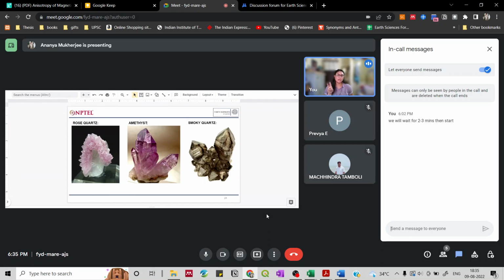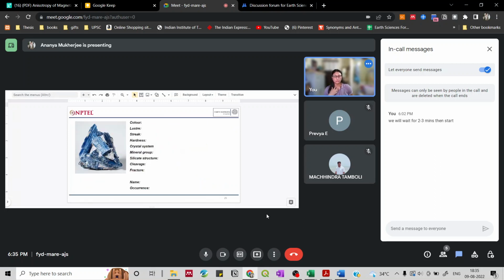Okay, these two are actually from the corundum group. Both are corundum, but they appear different in color just because of the impurities or the substitution that happens in their crystal structure. Ruby is, that's why, red corundum, and sapphire is a blue corundum. Okay.